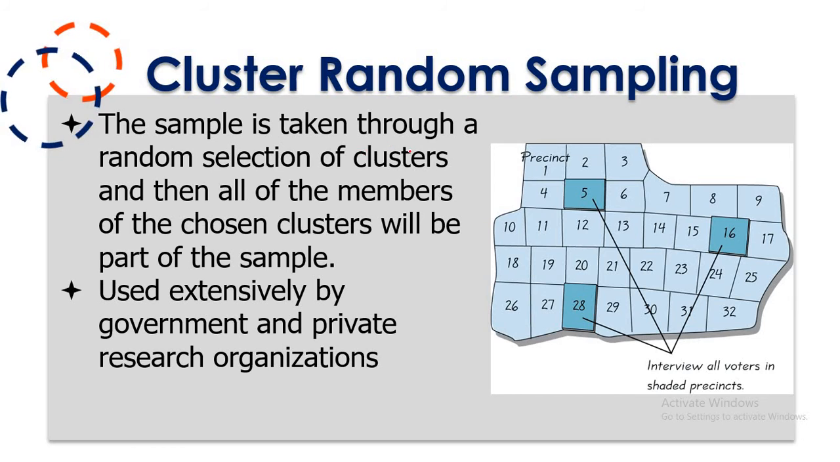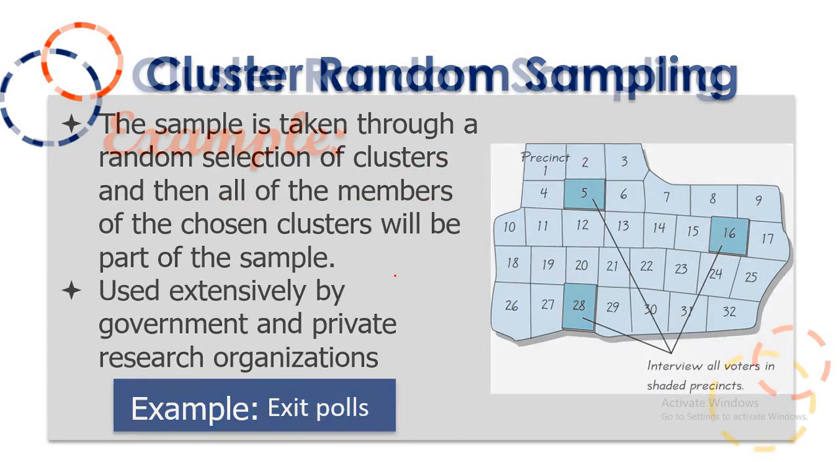So the sample is taken through a random selection of clusters, and then all of the members, as I said a while ago, will be part of the sample. This type of sampling is used extensively by government and private research organizations. That's why I made an example of exit polls a while ago. And that is cluster random sampling.